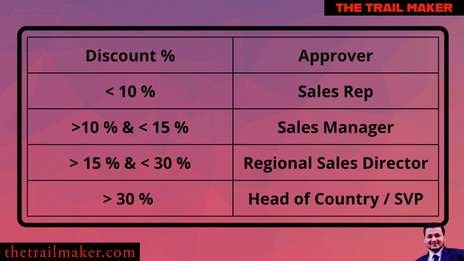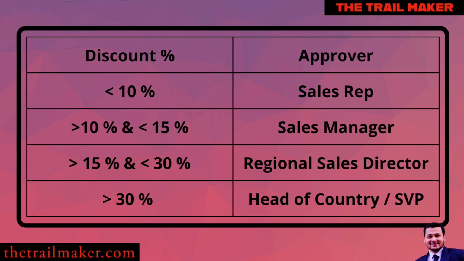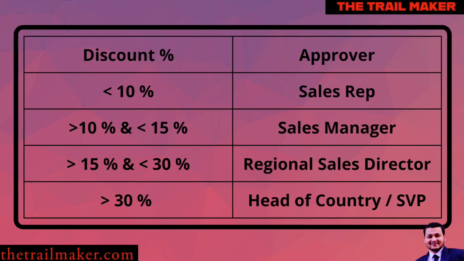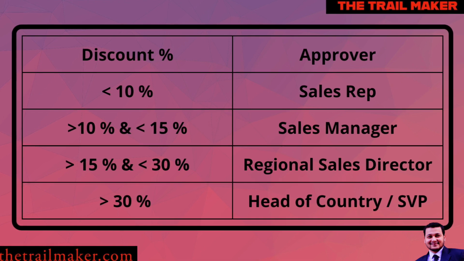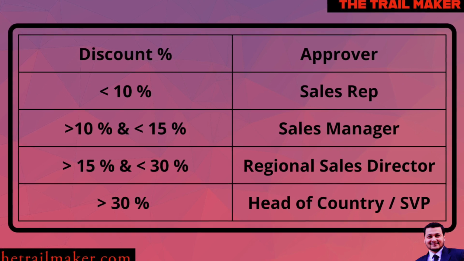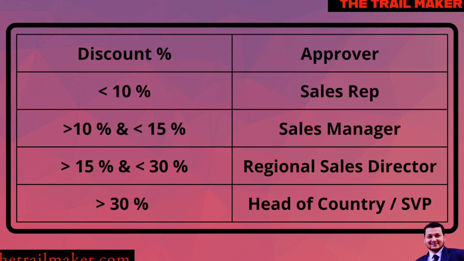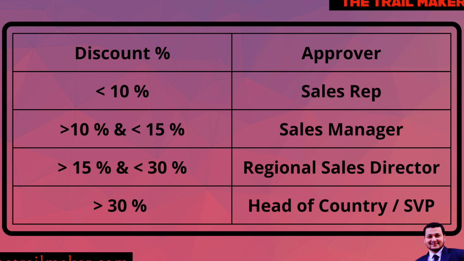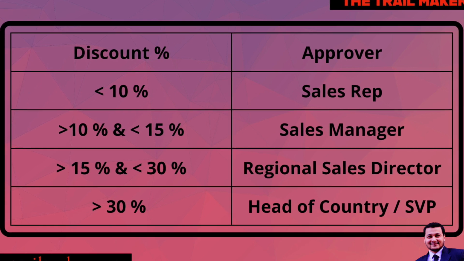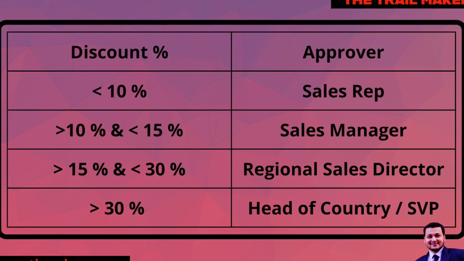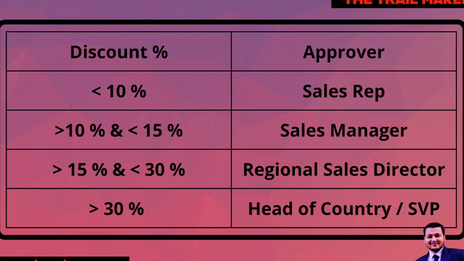Let's just make our scenario a little clearer. If discount is less than 10%, the sales rep can approve it. If it is greater than 10 and less than 15, it will go to the sales manager. If it is greater than 15 and less than 30, it goes to the sales regional director. And if it is greater than 30, then it goes to the head of the country, or let's say SVP. We'll align these with the roles or the options available in the org. Let's see how it goes.